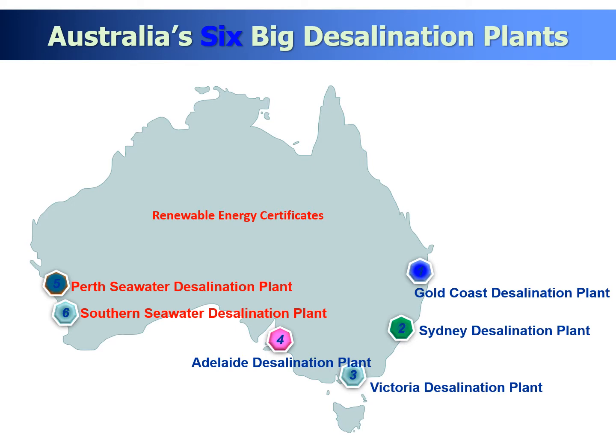Let's look at how many desalination plants we have in Australia. We have six desalination plants, including the Gold Coast Desalination Plant, Sydney, Victoria, Adelaide, and Perth Southern Desalination Plant. You can see that they all use renewable energy certificates based on wind farms. This is the major desalination plant in Australia in the future. As population grows, even Newcastle, Wollongong, and other major cities may require a big desalination plant to sustain their water resource.